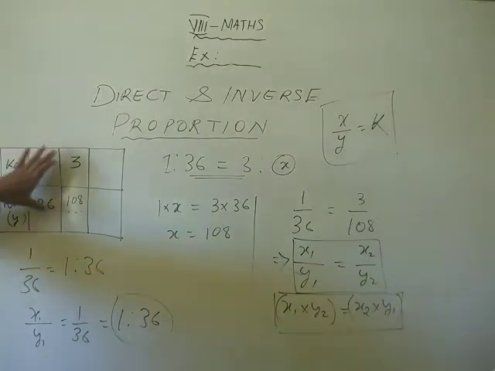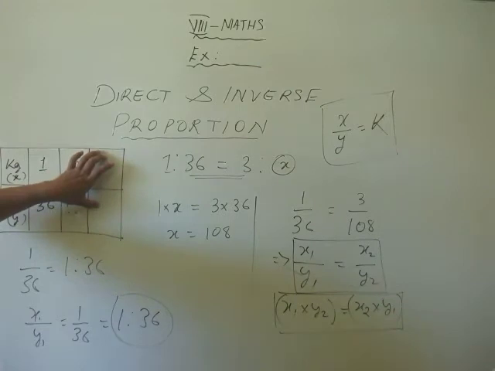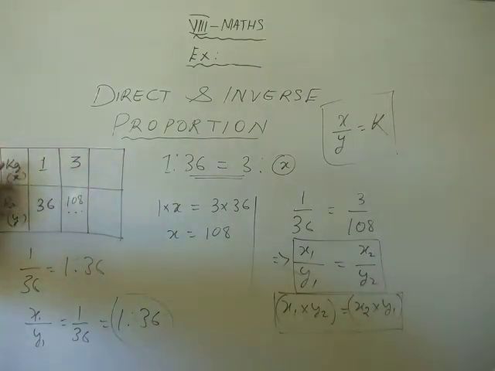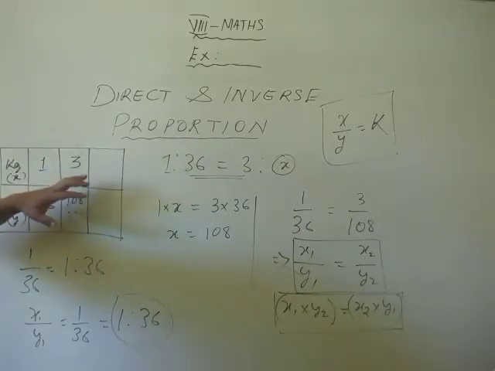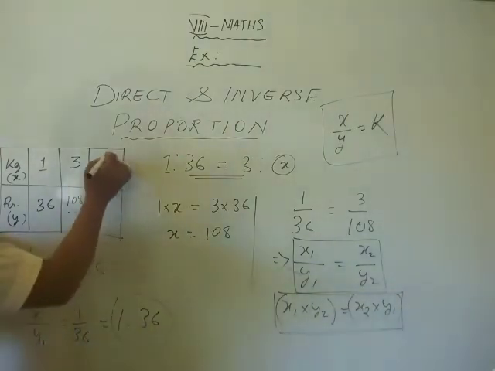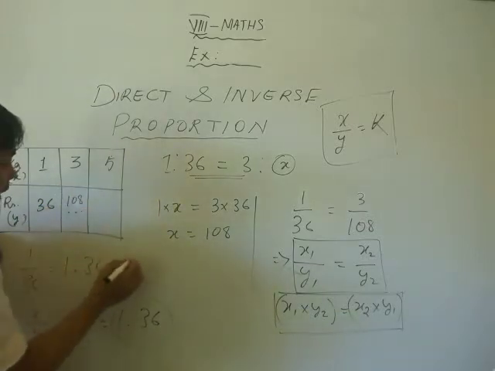So whatever value we get in its column, it doesn't matter. The ratio will remain constant. Therefore, when you get the values of x and y, their ratio will remain the same, always. Even when, suppose you take here 5, then what you are going to get here, let's see.